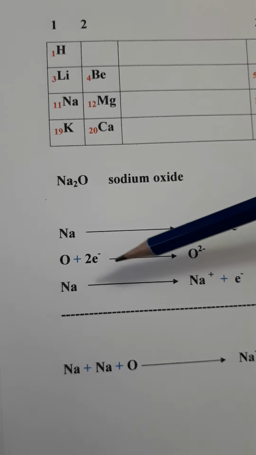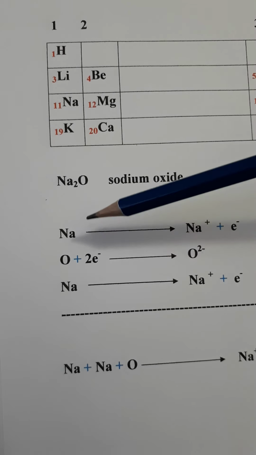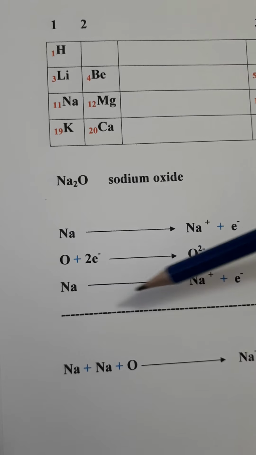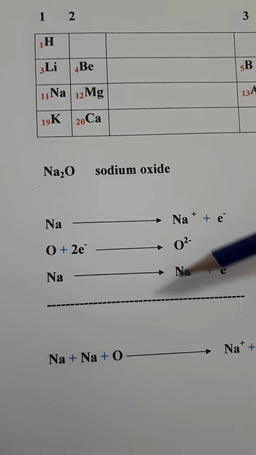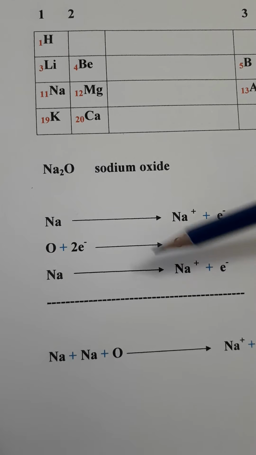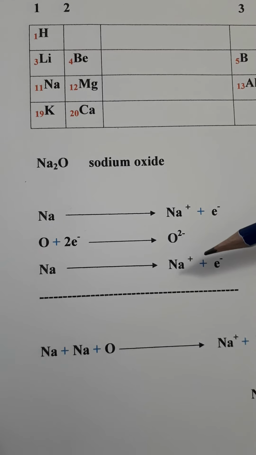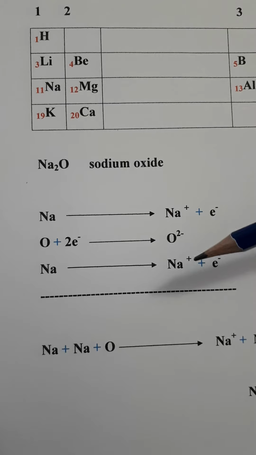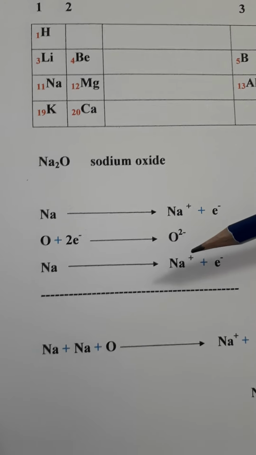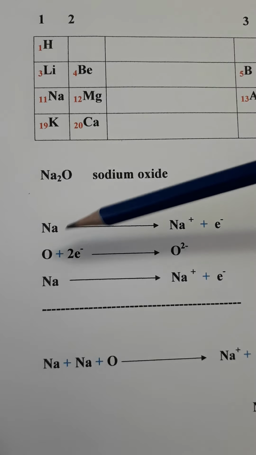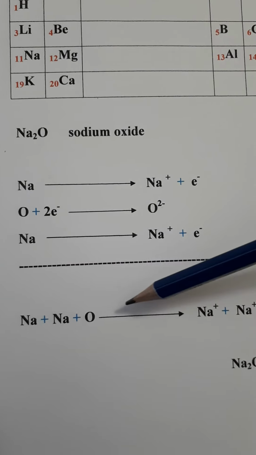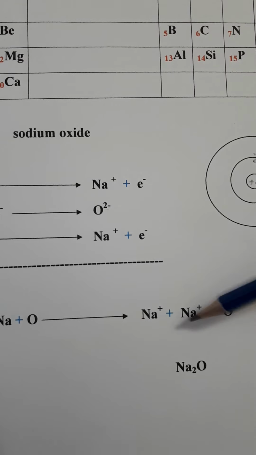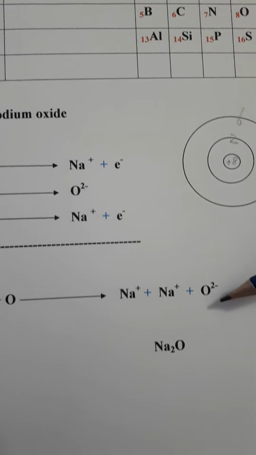But then how does oxygen get 2 electrons? So we need another sodium atom to do that. So this is our net result. If you add all these, electrons will cancel out, because someone is giving electrons, someone is accepting. So 2 sodium atoms will join with 1 oxygen atom theoretically to give you 2 sodium ions and 1 oxide ion.